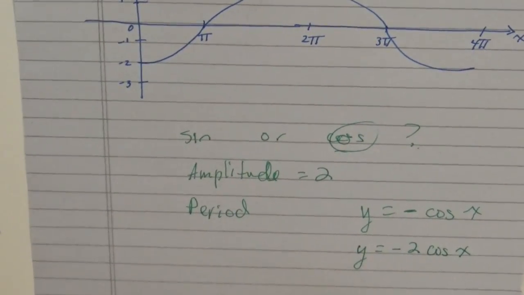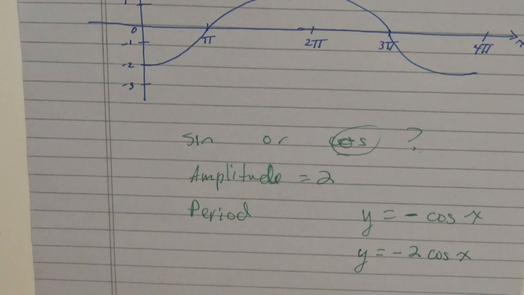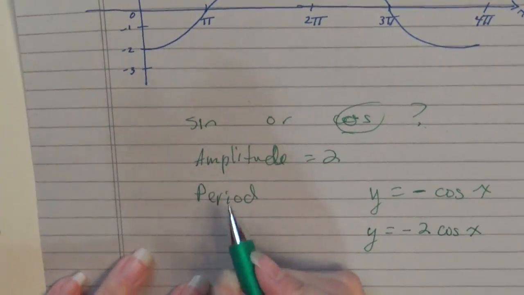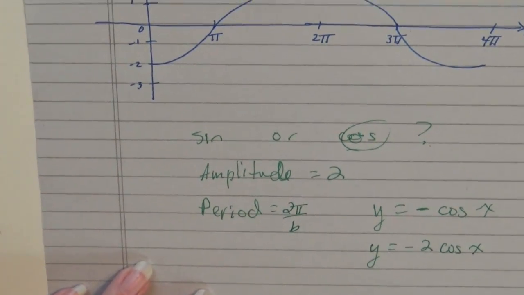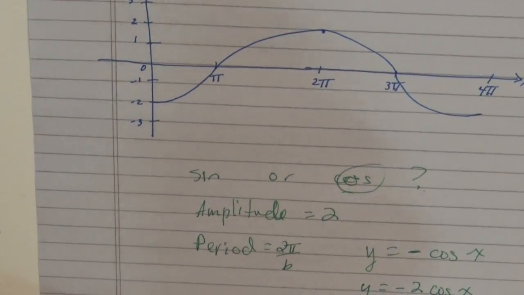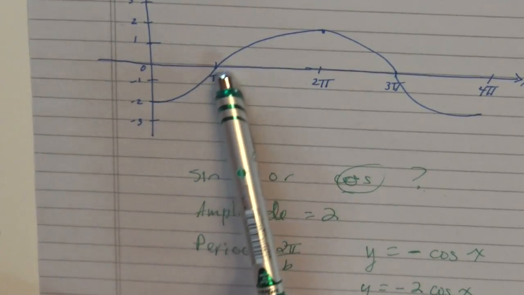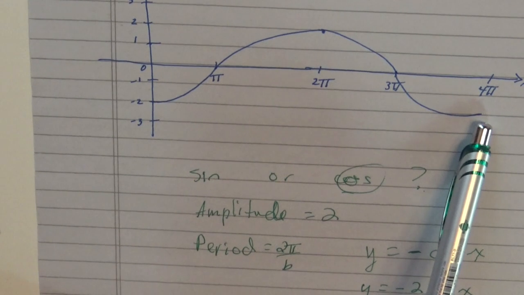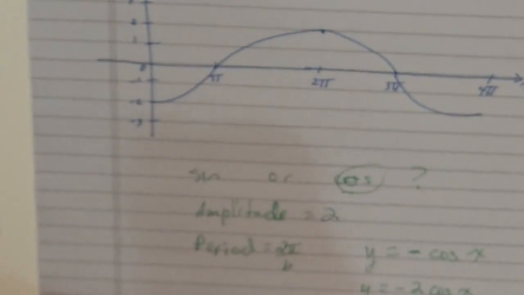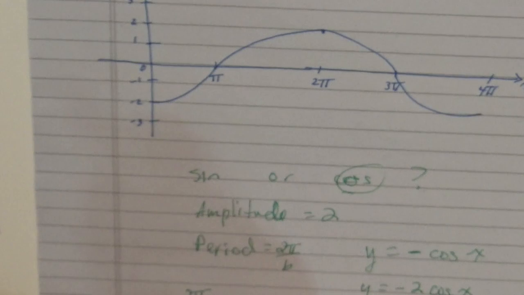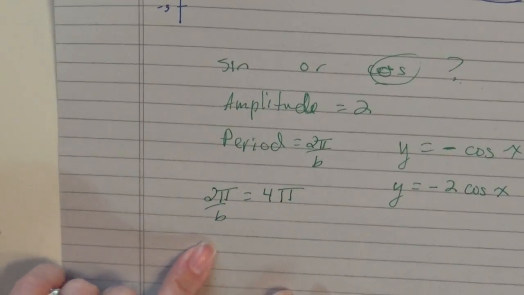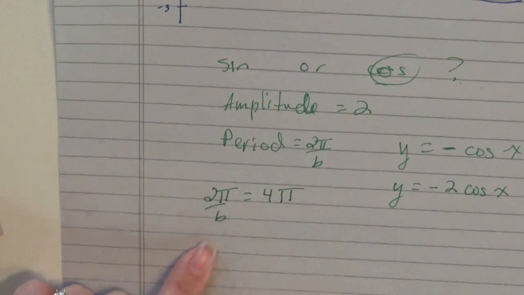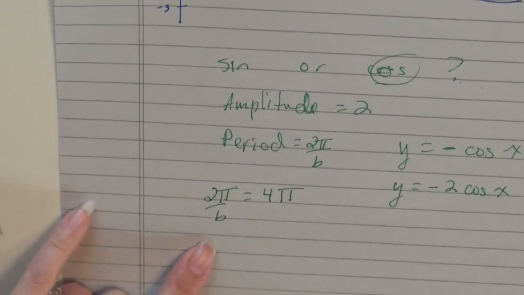Alright, then we have to determine our period. To do that, remember you're going to do 2 pi over b for the period. Now, what is b here? Well, we don't know yet. So we can look at the graph and see what the period is. How long does it take for it to go through a complete cycle? It is 4 pi. So that means our 2 pi over b equals 4 pi. Solving this for b will give us the value we need for our equation, so our coefficient on x.